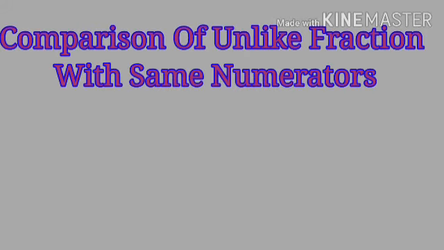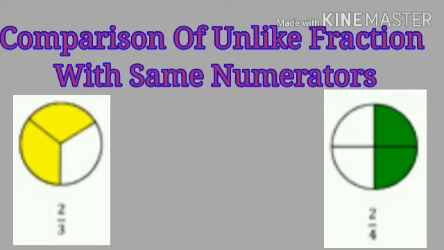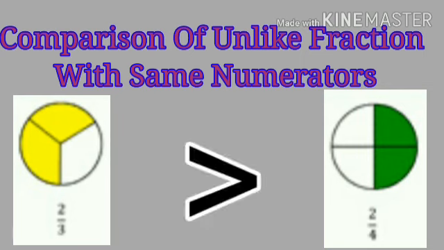Then, comparison of unlike fractions with the same numerators. Consider the fractions. Which type are these fractions? Yes, unlike fractions with the same numerators. How can we compare these fractions? Yes, we observe that the first figure is greater than the second figure. Let's conclude the rule: the fraction having the smaller denominator is greater. So, let's compare the denominators of these fractions. 3 is less than 4. So, the fraction 2 by 3 is greater than 2 by 4. We compared these fractions.